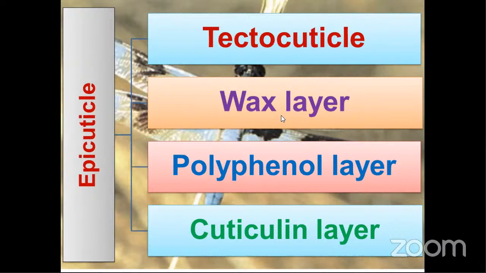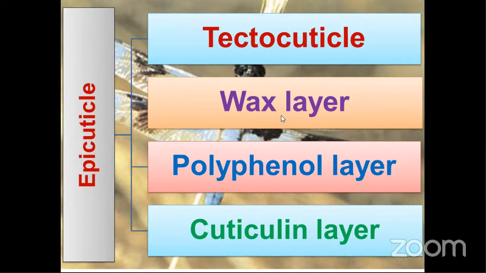Polyphenol layers. Polyphenol means it is a non-static layer, so it is resistant to acids and organic solvents. If you apply any chemical, the insect will be resistant because of these polyphenol layers only.